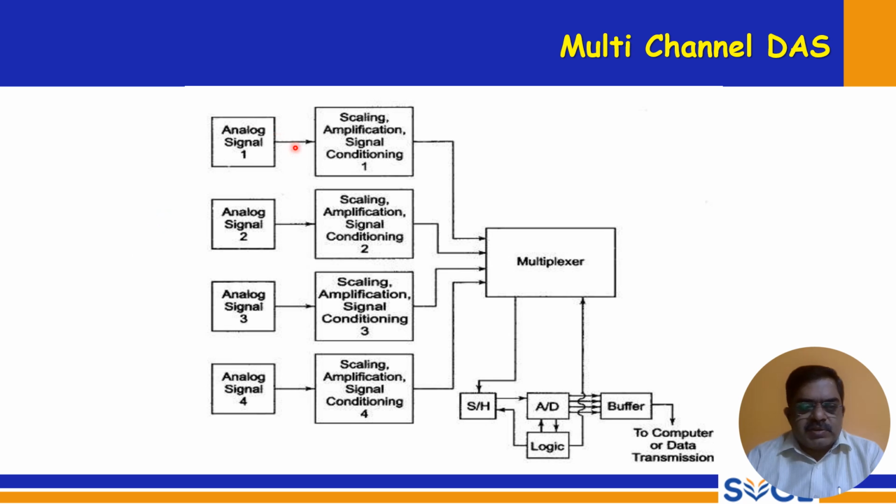Here you can see different channels, analog signals 1, 2, 3, 4, and you can see the scaling, amplification, and signal conditioning units. Four analog inputs, four stations you have, and a single multiplexer. From the multiplexer, through a sample and hold circuit, you are sending to the A to D converter, and then a buffer to a computer for transmission. For A to D conversion, a logic function also can be applied. So this is a multi-channel DAS configuration.